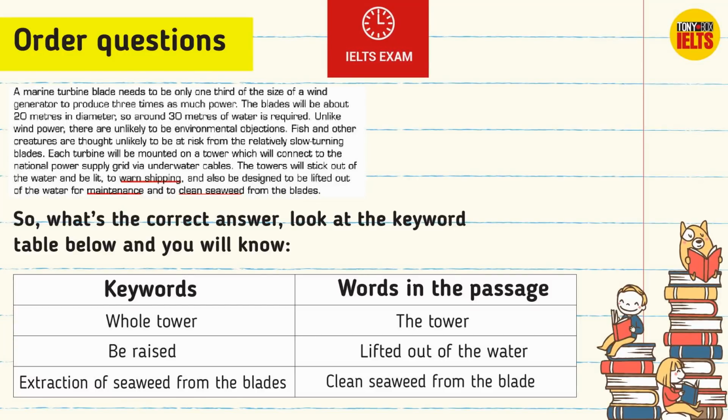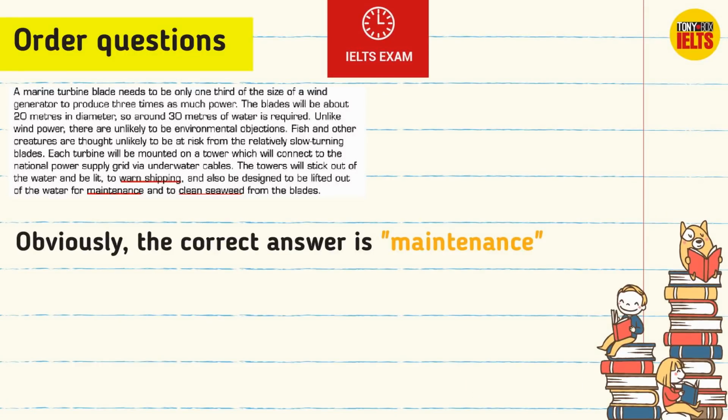Keywords: whole tower. Words in the passage: the tower. Be raised, lifted out of the water. Extraction of seaweed from the blades. Clean seaweed from the blades. Obviously, the correct answer is maintenance.